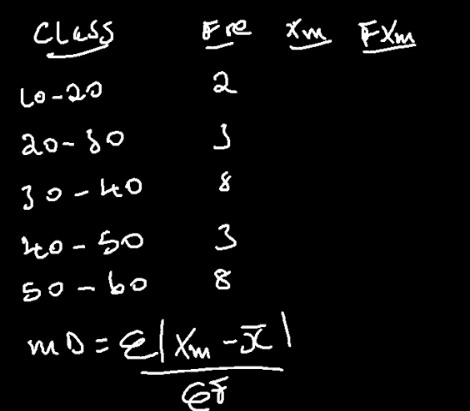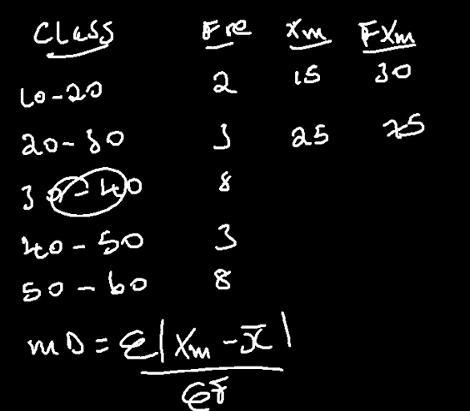So what is the midpoint in this case? We have 10 plus 20, that is 30, divided by 2, we have 15. And 15 times 2 is 30. And we have 20 plus 30, that is 50, and 50 divided by 2, we have 25. 25 times 3, that is 75.